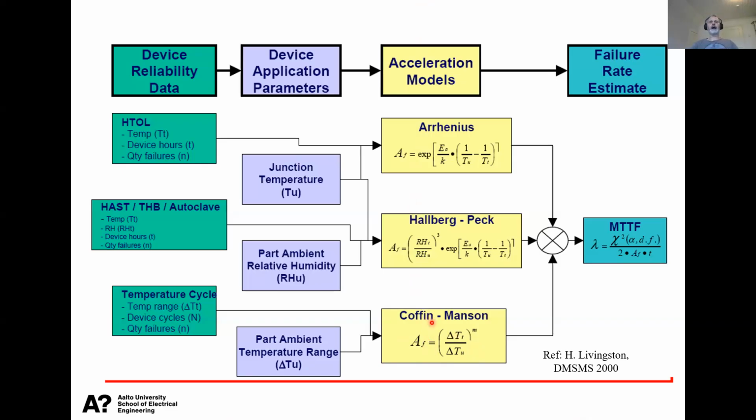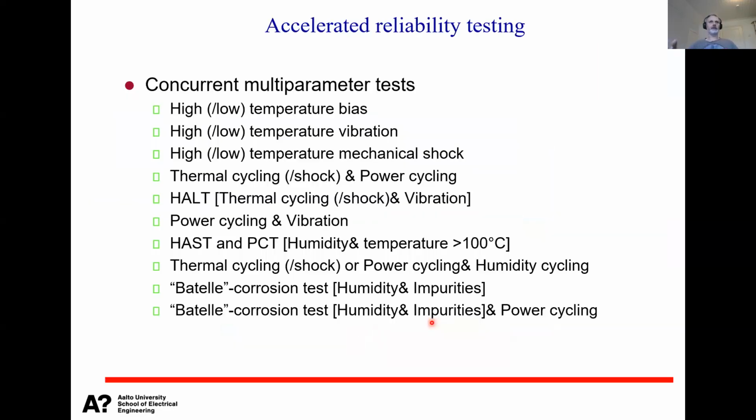But of course, on the other hand, we know that in actual use conditions, we never have only one single stress affecting your product reliability, but we have several of those. They can be concurrent, meaning that simultaneously there are several stresses. And this is just a list of different types of stresses and their typically used multi-parameter tests.